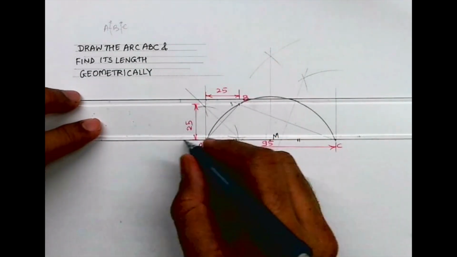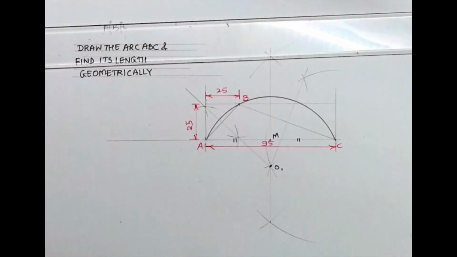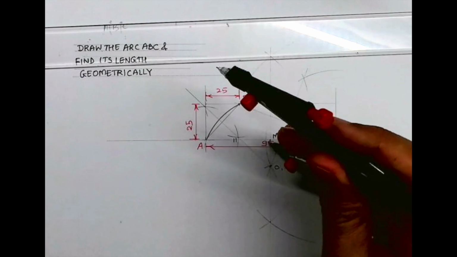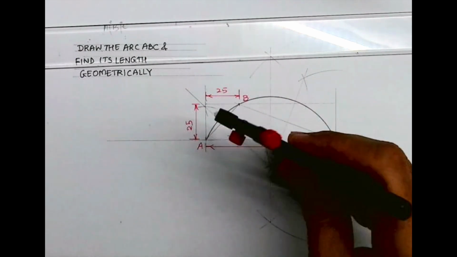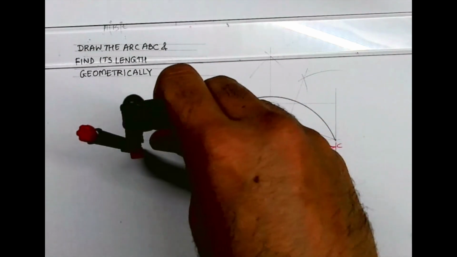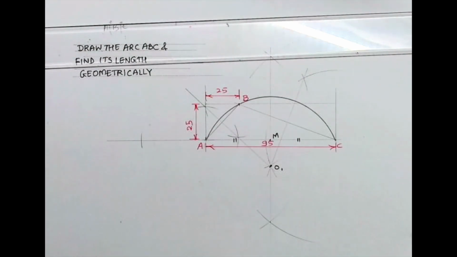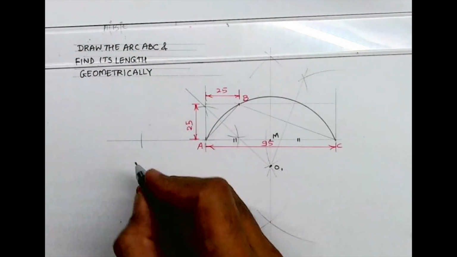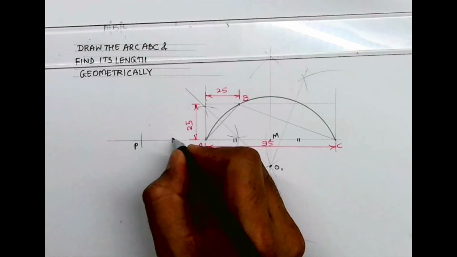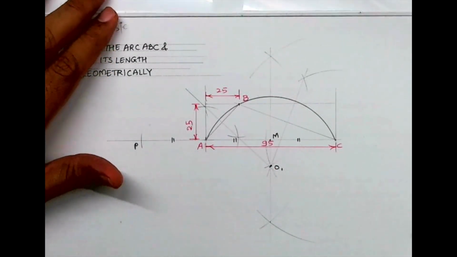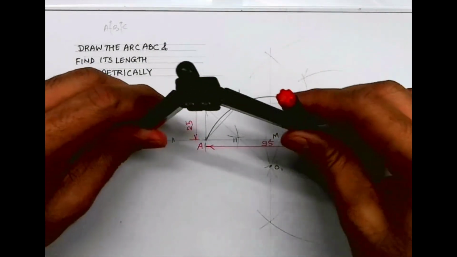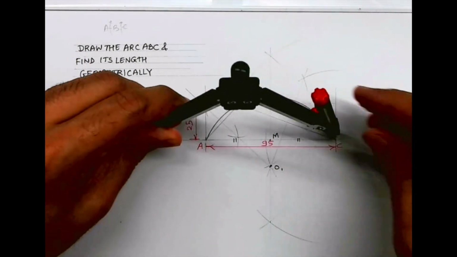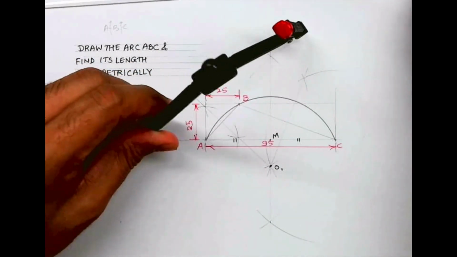Draw a horizontal line from here. So you take M to A and from A you cut on the left side. That is point P. So AP is equal to AM is equal to MC. Now you take P to C and you draw an arc upward.